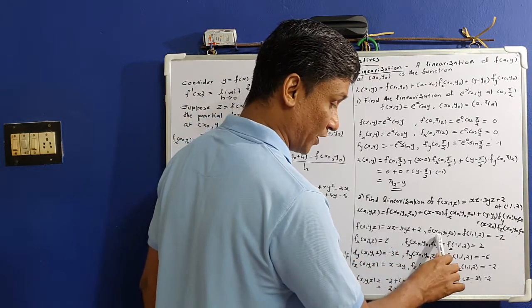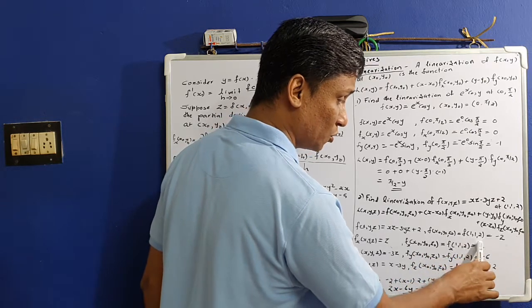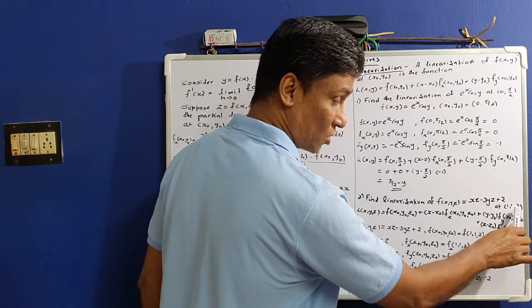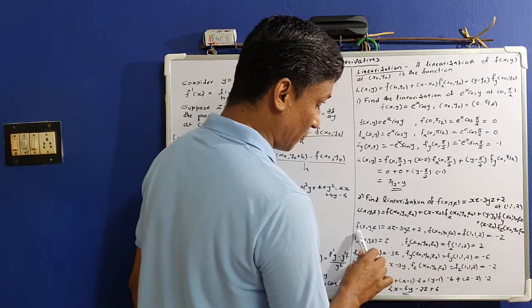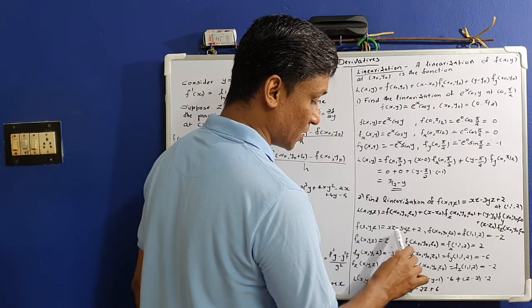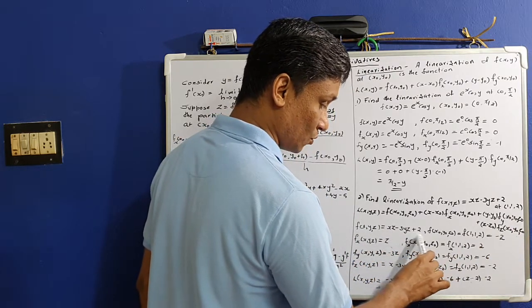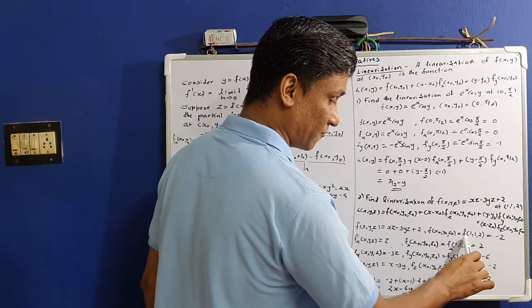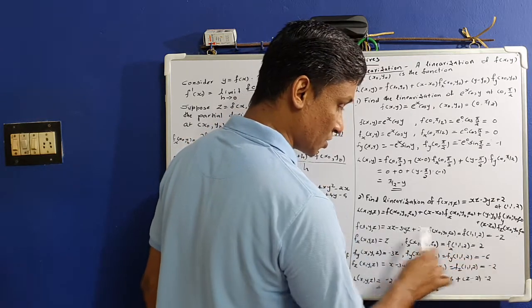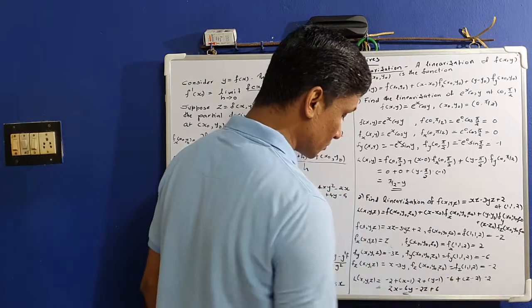f(x0, y0, z0) equals f(1, 1, 2). This is my point (x0, y0, z0). f(x, y, z) equals xz minus 3yz plus 2. Substituting in this, you get minus 2.